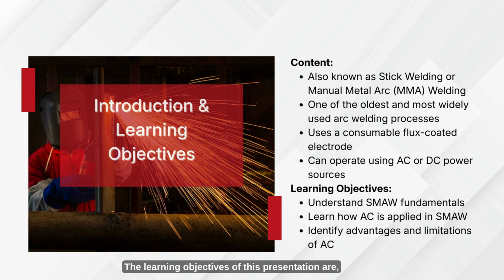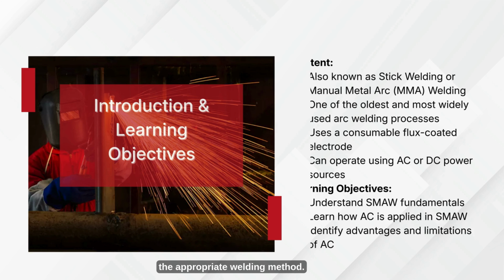The learning objectives of this presentation are, firstly, to understand the fundamental principles and working mechanism of shielded metal arc welding. Secondly, this presentation aims to explain how alternating current is applied in SMAW and why it is suitable for certain welding conditions. Finally, the presentation will identify the main advantages and limitations of using alternating current in SMAW, helping welders and engineers select the appropriate welding method.